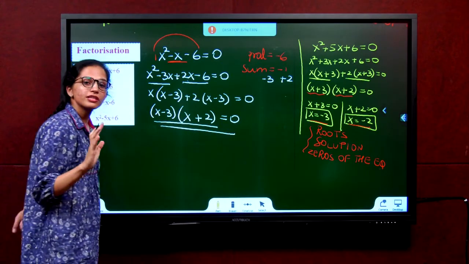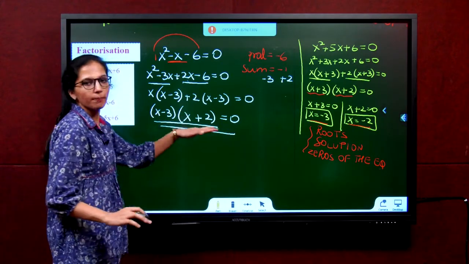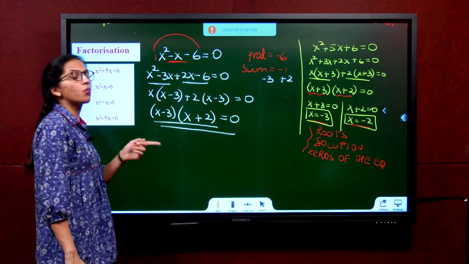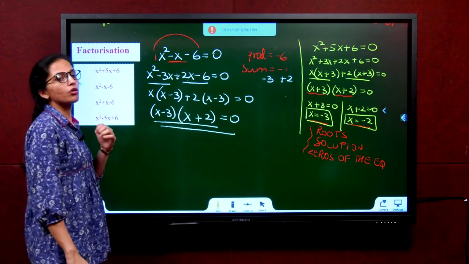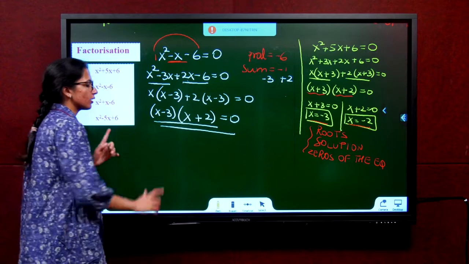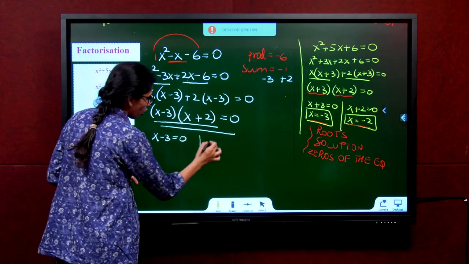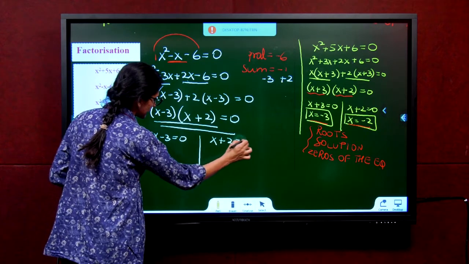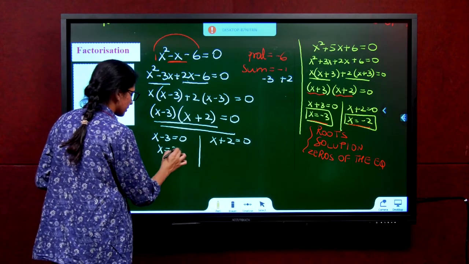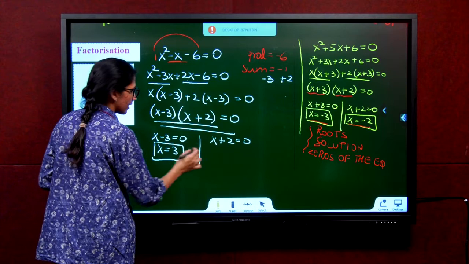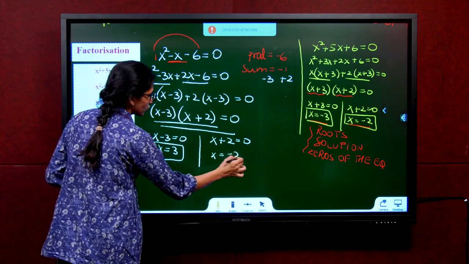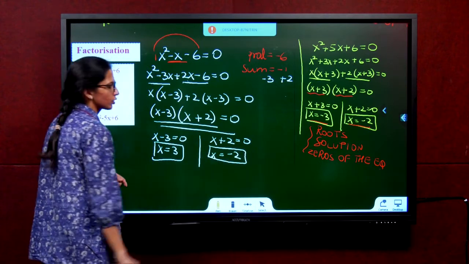If they ask you to simply factorize, you will stop here. If they ask you what are the roots of the equation or what is the solution of the equation, you will continue. x minus 3 is 0 or x plus 2 is 0. So x equals 3 is one solution. x equals minus 2 is another solution.